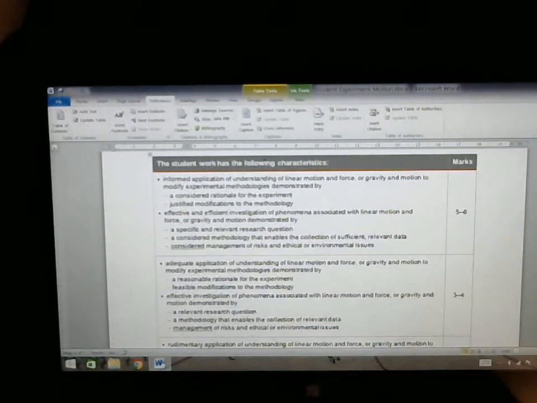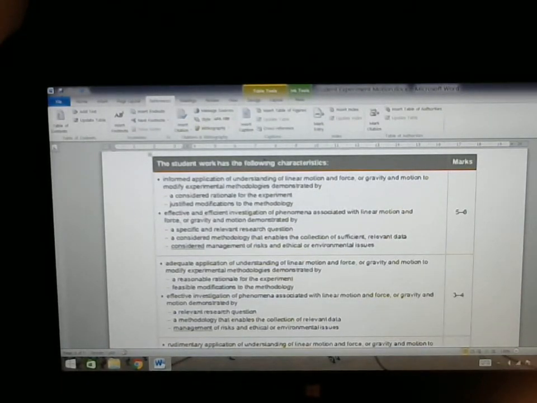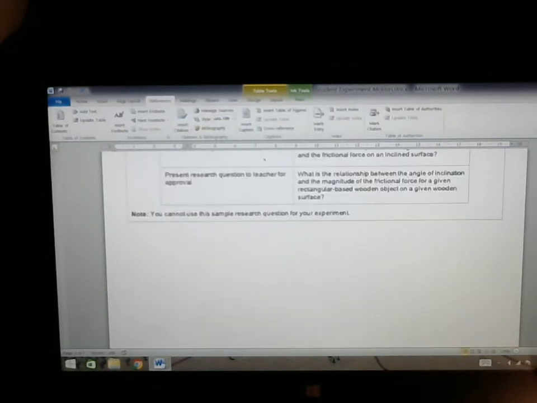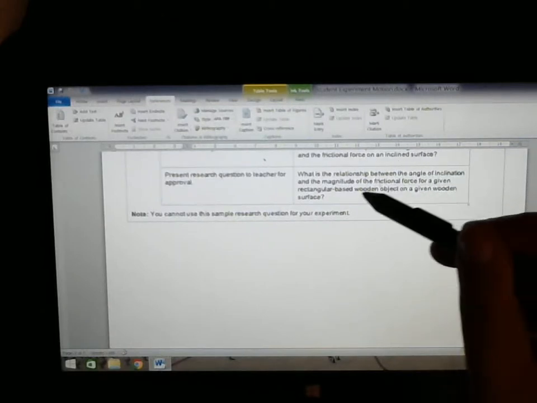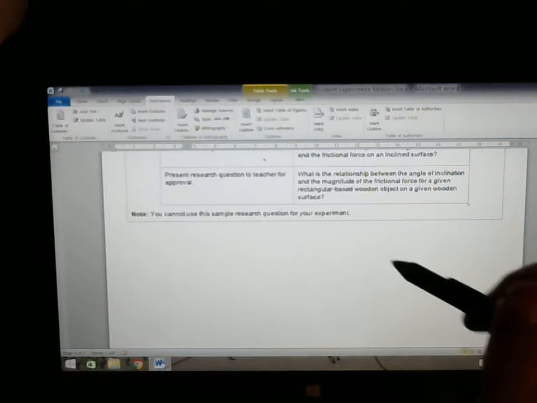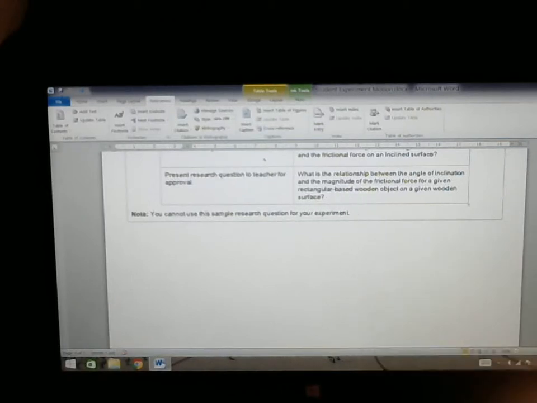If we have a look at the second topic here, effective and efficient investigation of phenomena demonstrated by a specific and relevant research question. Specific in this case means that it's clearly defined and identified. The conditions are detailed, which is what happens up here. Here we can see that it's the magnitude of the frictional force for a given rectangular based wooden object. The fact that it says it's rectangular based, that's specificity. Is it different if it's a circle based? Is it different if it's a triangle based? Is it different if it's a square based? What about a trapezoid? We don't know, we're just testing rectangles.